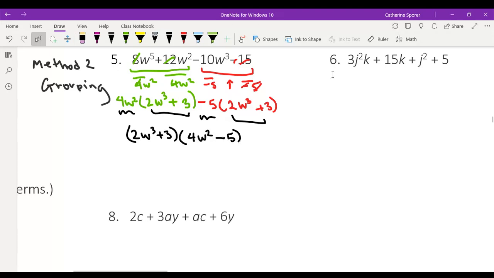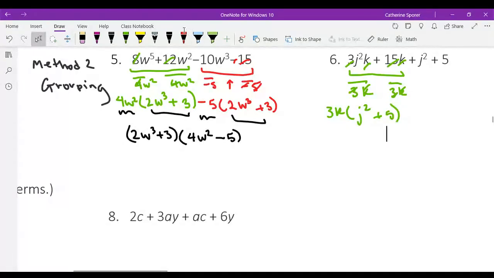Okay, look at number 6. So same situation, look at the first 2 terms. We could take out a 3. We can also take out a k from those first 2 terms. So we would divide out 3k. And we would be left with 3 over 3, k over k cancels, so just j squared. And then 15 over 3 is 5, and k over k cancels, so j squared plus 5.